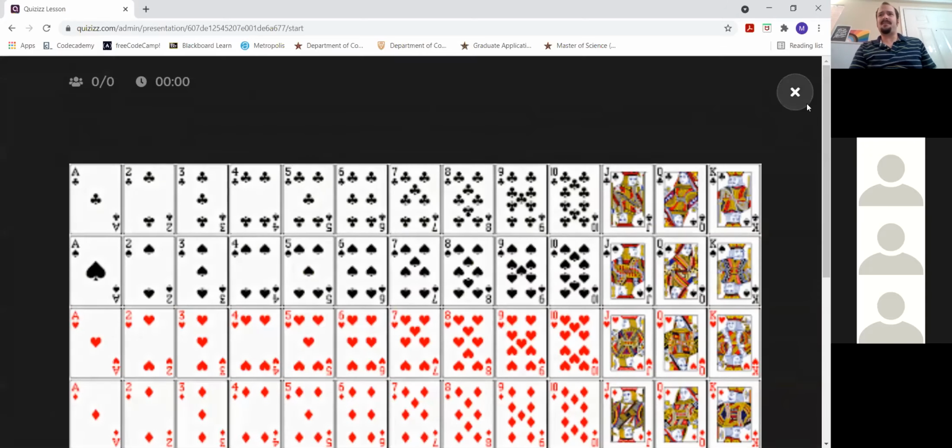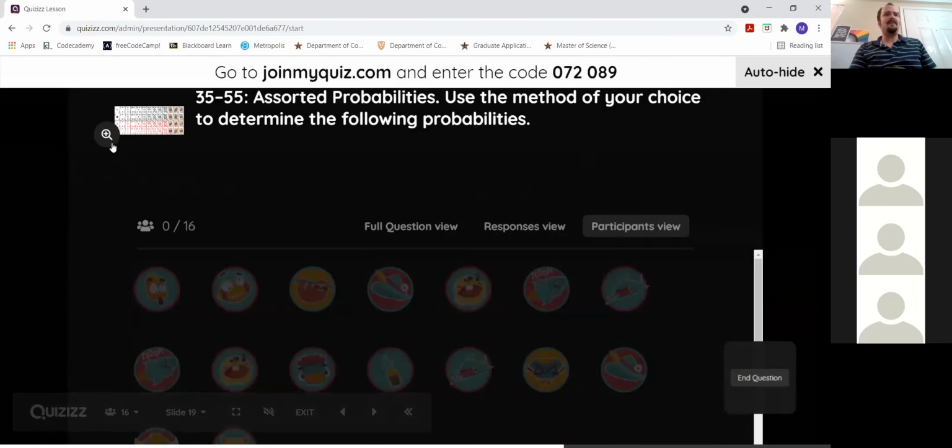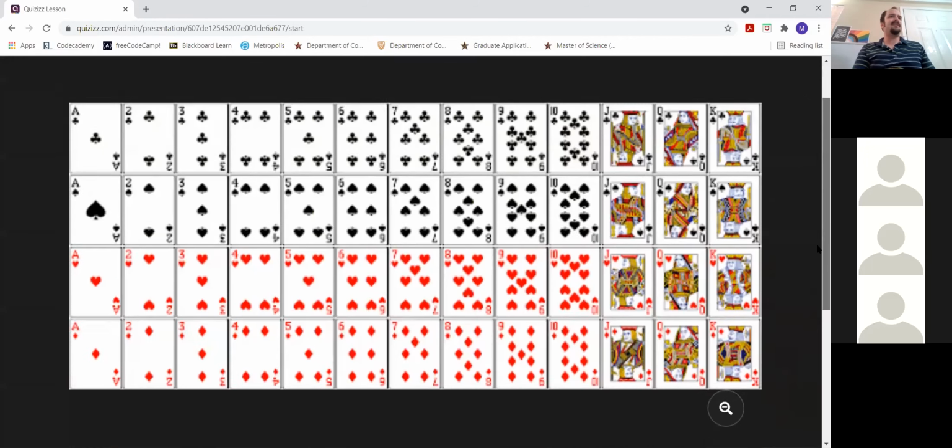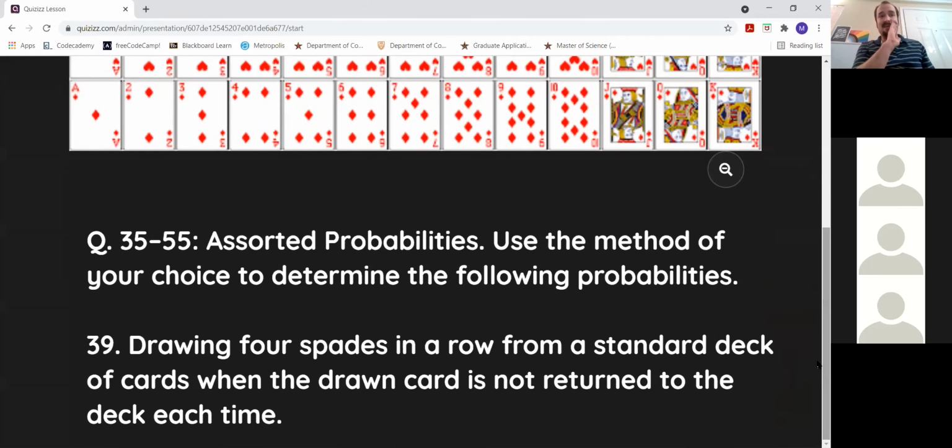All right, so now I think we're just going into general "find that probability." I don't think they're going to ask us dependent, independent, but it is absolutely something you should know. It is something you should take into account, whether there's overlap or non-overlap, whether it's dependent or independent. Use the method of your choice to determine the following probabilities.